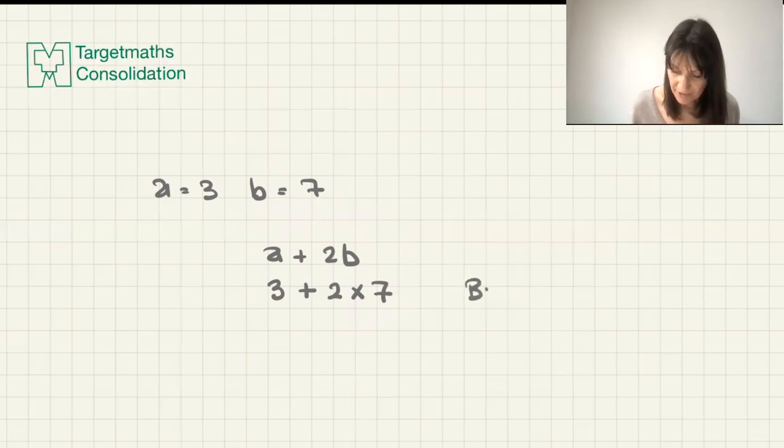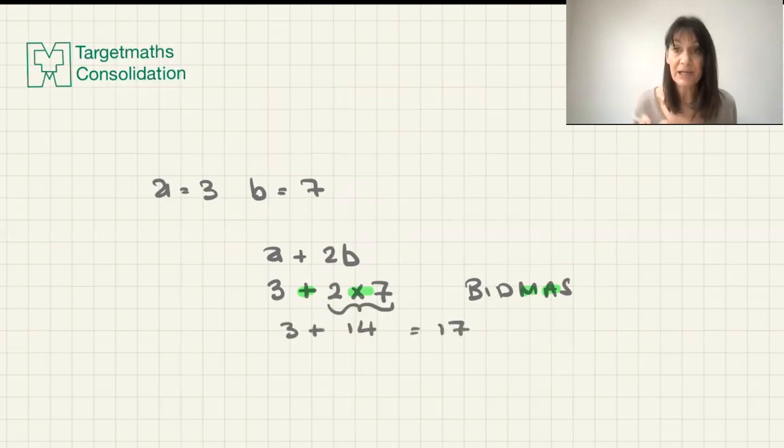So I'm even going to write this out because this is a really good way. If you spot 2 operations or more, write your bidmas. You've got a plus and a times. You can see from the word bidmas, I have to do the multiply first. So I've got 3 plus 14, which is 17, a completely different answer. So really important that we're doing things in the right order.